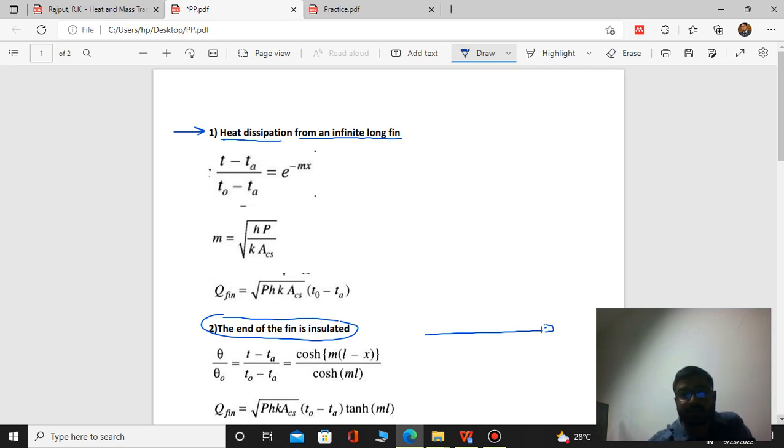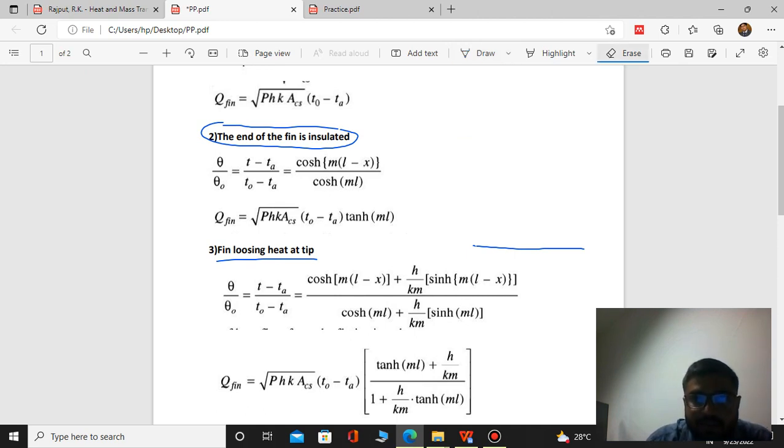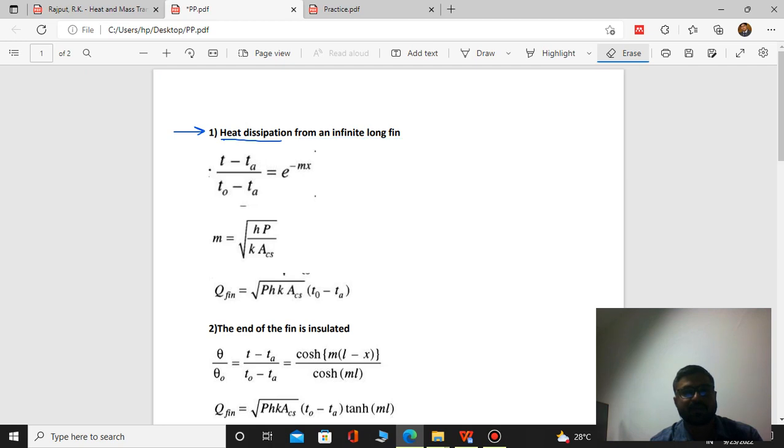And if the fin is losing heat at the tip, so if the fin length is finite and heat is being released from the tip, then we will have to use this formula. So three types are there: fin having infinite length, fin insulated at tip, and fin losing heat at tip. Clear? According to that we will have to use the formula. Now this formula we will use to find out temperature.